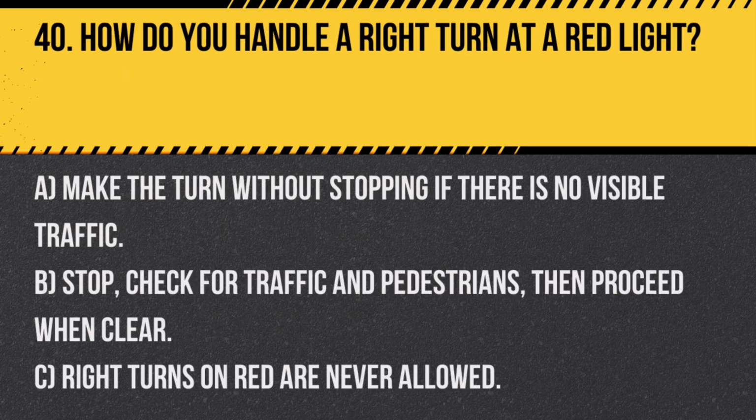Question 40. How do you handle a right turn at a red light? A. Make the turn without stopping if there is no visible traffic. B. Stop, check for traffic and pedestrians, then proceed when clear. C. Right turns on red are never allowed. Answer B. Stop, check for traffic and pedestrians, then proceed when clear. This is the legal and safe method to approach a right turn on red, where permitted.